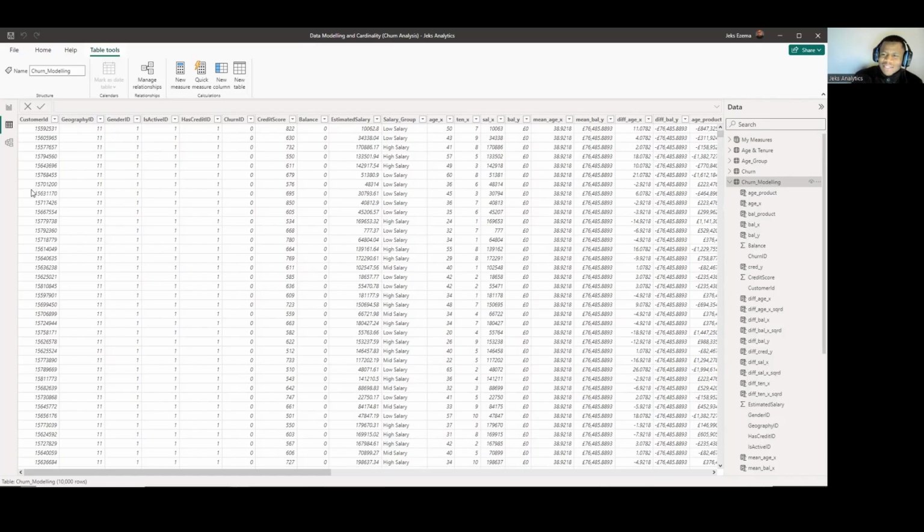So what other things about this customer ID? How do we know other things about this customer ID? We know them because we have masked them to different tables connected by keys. And these are the keys: their gender keys, their geography keys. Are they active? Do they have credit? Is there churn?